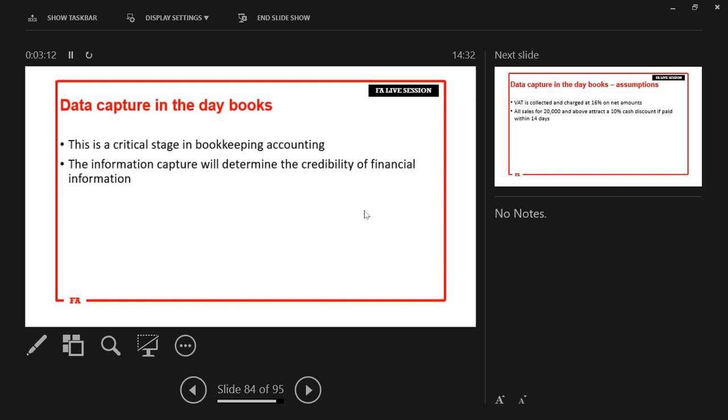The information captured in the day books will determine the credibility of what? Financial information. Because this is the same information that, if it has got no errors, will feed into the financial statements. So we start from here, but we know there's the garbage in, garbage out theory. So if there are errors in our day books, then the financials are also erroneously computed and will be misleading users. It's very important for us to understand that we have a duty to provide reliable information. In fact, anybody can do their accounts, but what is important is to do it in such a way that your accounts can be trusted.